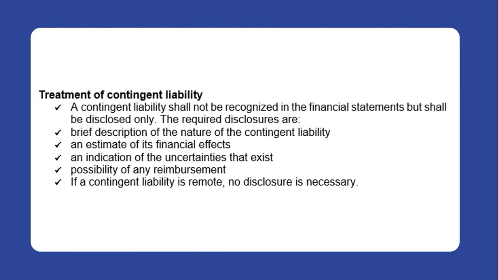and if a contingent liability is remote, no disclosure is necessary. Okay, so another degree, aside from probable and possible, is remote. When it is remote, there is less than 10% chance of occurrence. Now, if such a case is considered remote, then neither recognition nor disclosure is required.